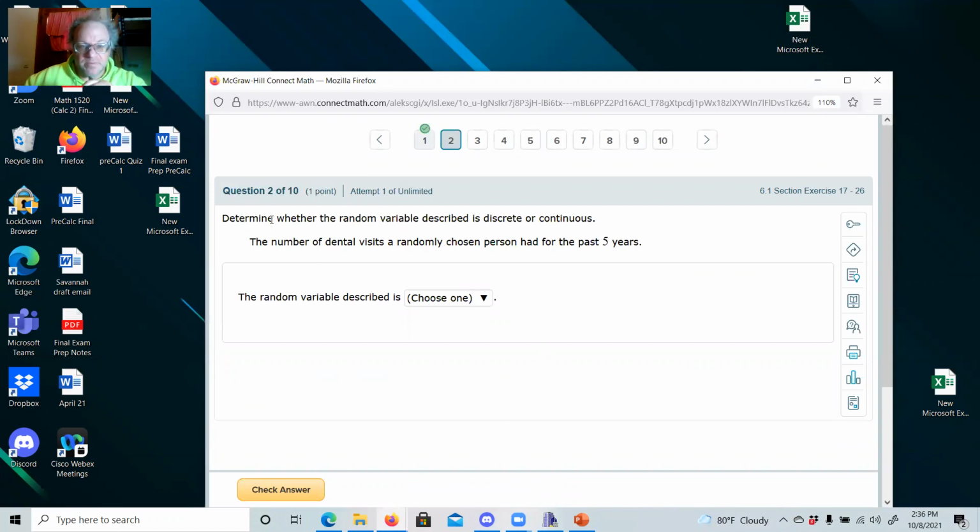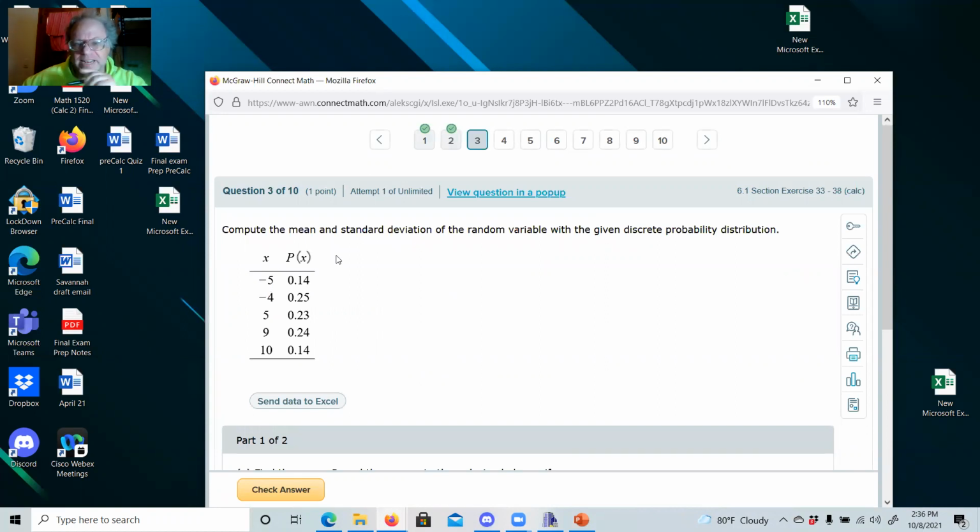Okay, so determine whether or not the random variable described is discrete or continuous. The number of dental visits a randomly chosen person had in 5 years. Well, unless you get some weird definition, you're not going to have half a dental visit. So we're going to say discrete. Okay, you're certainly not going to have pi dental visits. So we're just going to go ahead and say discrete. That's really all they wanted.